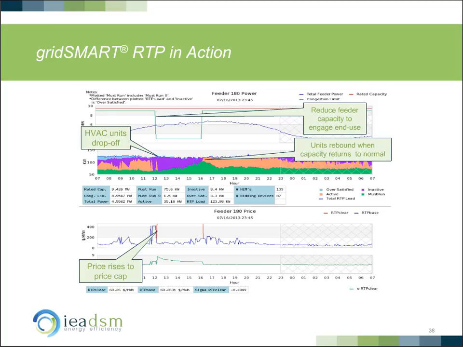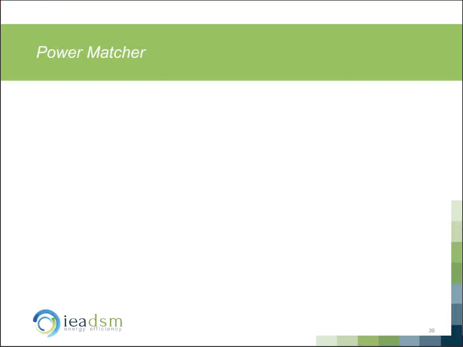In the upper graphic, you see the reduction of the feeder capacity, and you can see that the HVAC units all drop off and stop operation. And after that, when the congestion has been released, there is a kind of rebound effect, where they get back the energy they needed to operate. And the next project will be Power Matcher, and again, René will explain that to you.